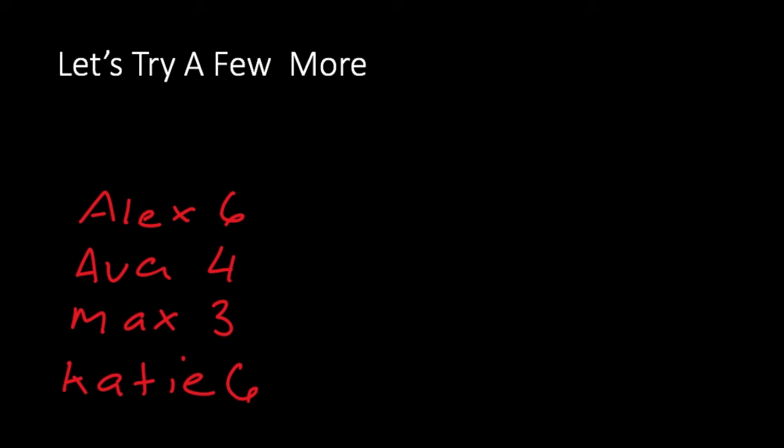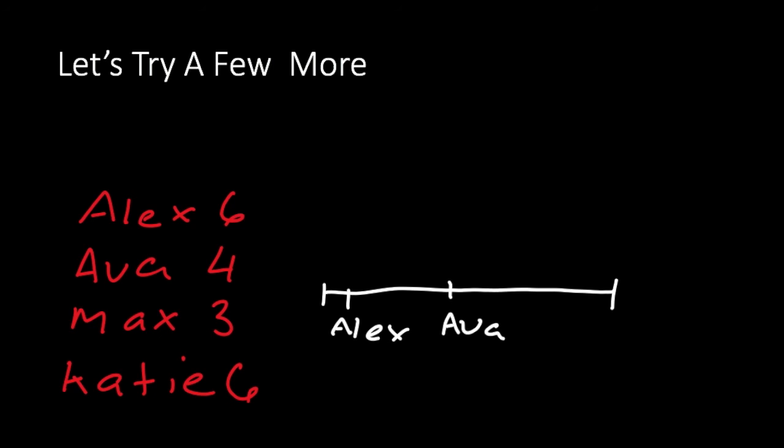Now, let's do a few more problems with me. Let me draw a number line. Sorry, not a number line, number plot. I get those confused sometimes. I just get my pen out here. Okay, I'll just draw a line plot. Okay, now I put Alex, Ava, Max, and Katie.